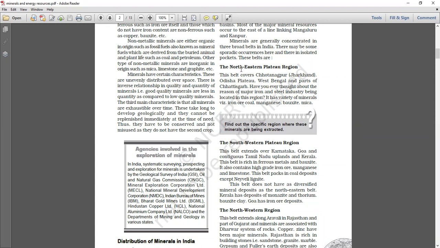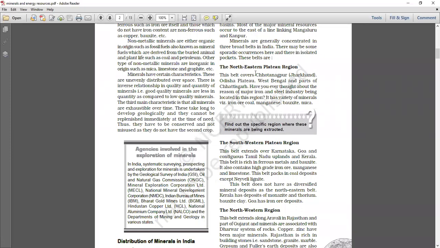Now let's talk about some belts where the minerals are concentrated. Belt means a region or an area where minerals are found. The first one is the northeastern plateau region. What do you understand by plateau? A plateau is a somewhat elevated land surface, at a height, while plains are at a lower height. A plateau is somewhat in between the height of mountains and plains, and mountains are at the apex.